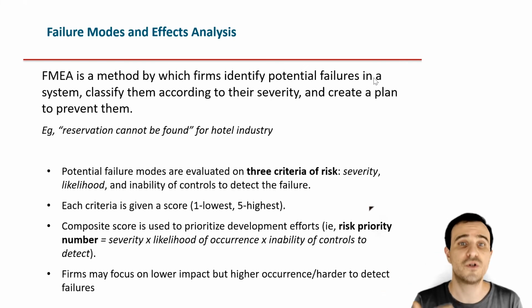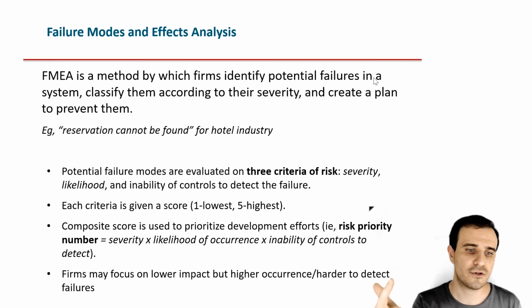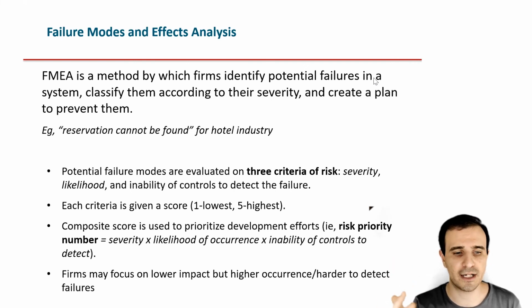So how do you do this? You can follow this methodology. So you can evaluate the potential failures on these three criteria: severity, likelihood to happen, and inability of controls to detect the failure.